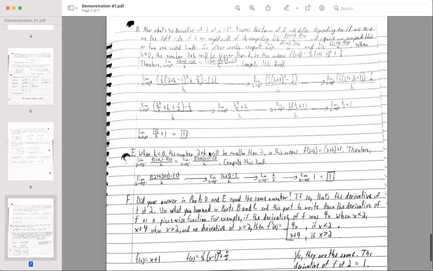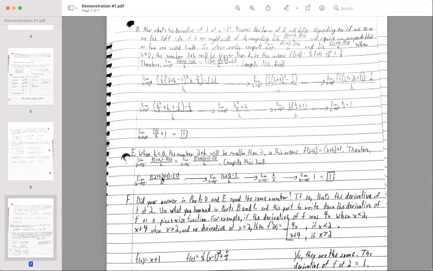So the number 2 plus h, this time it's going to be smaller than 2. So this means f of 2 plus h equals 2 plus h plus 1. Therefore, the limit as h approaches 0 from the left of [f of 2 plus h minus f of 2] over h equals the limit as h approaches 0 from the left of [2 plus h plus 1 minus 3] all over h. So compute this limit. Right here, you can see this is the problem we're going to be dealing with.